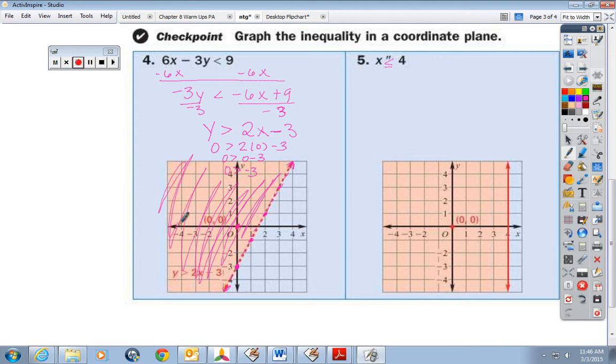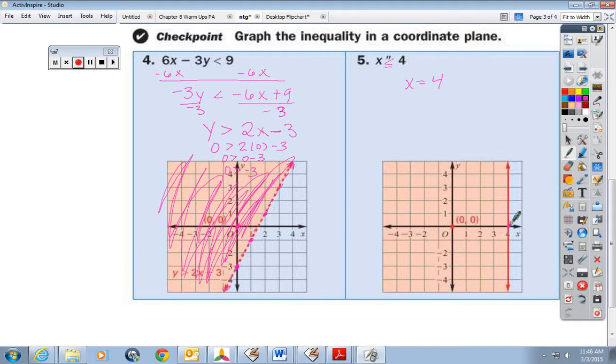So from the line over? From the line over, yes. Not from 0, 0, but from the line over. Alright, the last one is x is less than or equal to 4. So I'm going to graph it just like it was this. So I'm going to find where x is 4, and since there is no y, it has to be a vertical line. Now, is it going to be dotted or solid? Solid.